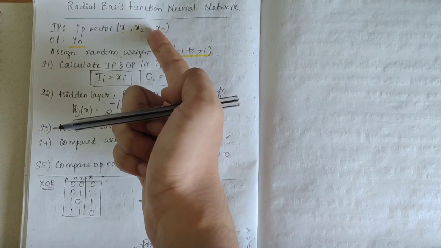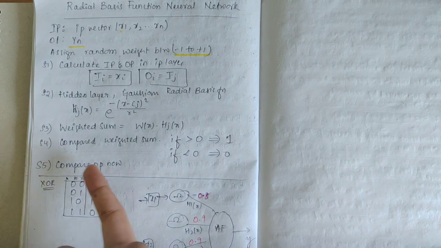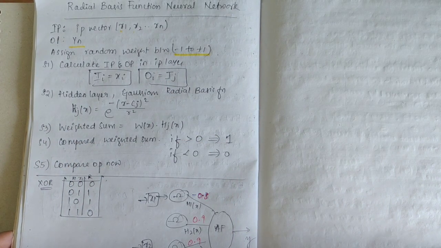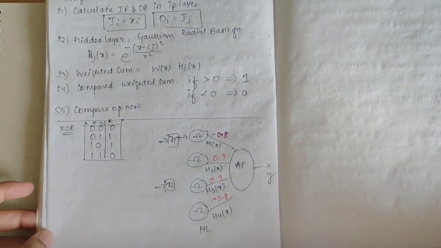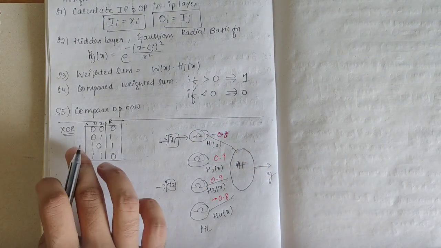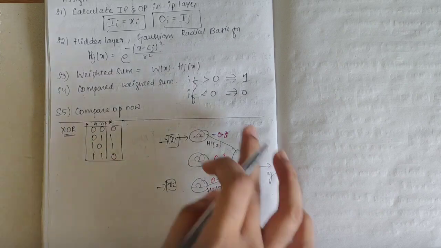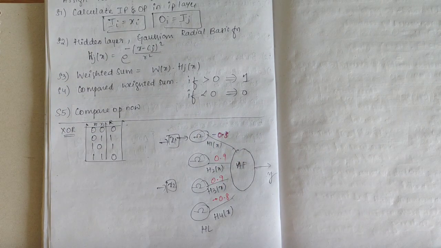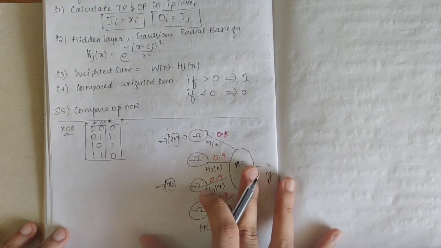Now compare the output which was given in the input vector to the output which you have obtained. If they are the same, you are good to go. If not, then backward propagation needs to be done. Now we'll look into a problem here. They have given the XOR values here, and we need to perform the radial basis function on a neural network. Under this topic, the question is given, so we need to perform this operation.